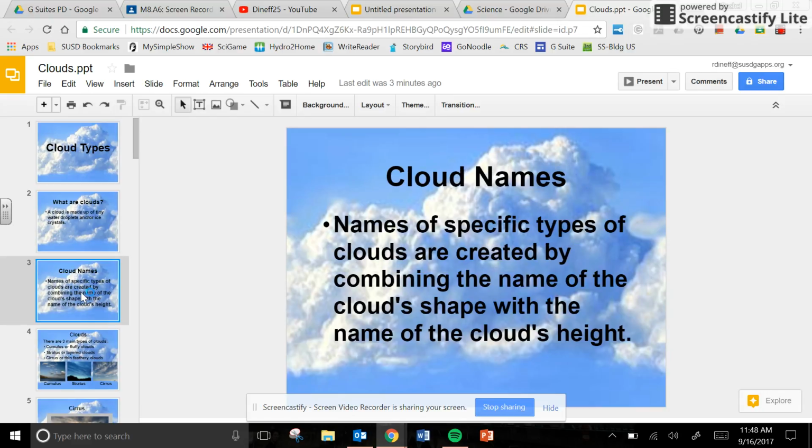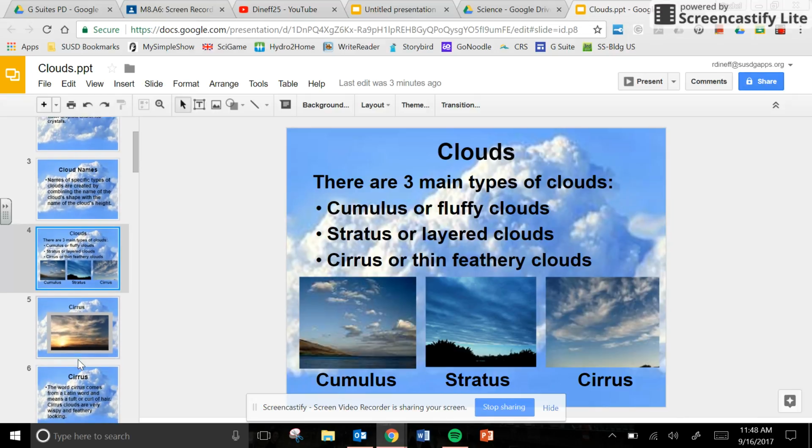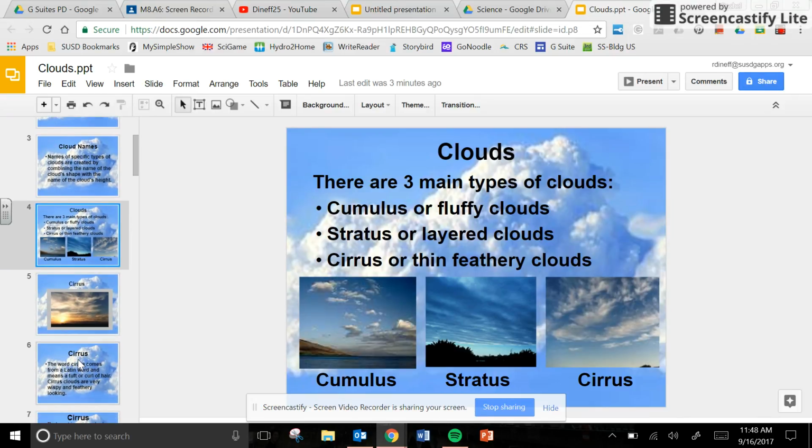There are many different types of cloud names, and their names are specific types created by combining the names of the shape of the cloud and how tall the cloud is, so the name of the cloud's height. There are three main types of clouds: cumulus, which are the fluffy ones; stratus, which are the lengthy layered ones; and cirrus, which look like thin feathery wisps.